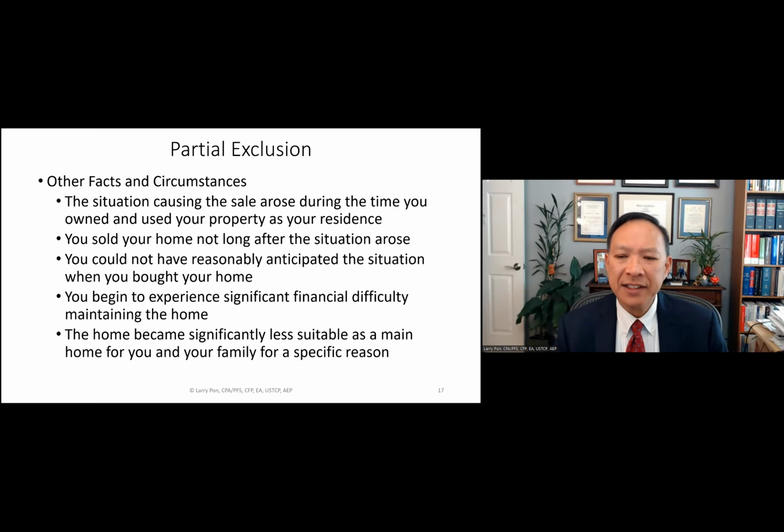And other facts and circumstances. You want to document all this. The situation causing a sale arose during the time you own and use the home as your residence. You sold your home not long after the situation arose. You could not have reasonably anticipated the situation when you bought your home. You began to experience significant financial difficulty maintaining the home. The home became significantly less suitable as a main home for you and your family for a specific reason.